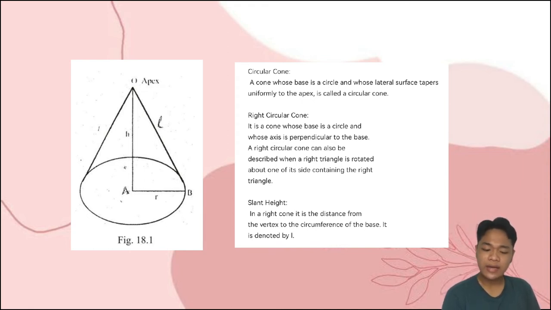So what is a right circular cone? It is a cone whose base is a circle and whose axis is perpendicular to the base. A right circular cone can also be described when a right triangle is rotated about one of its sides containing the right angle. In terms of slant height, in a right cone, it is the distance from the vertex to the circumference of the base. It is denoted by the symbol letter L.